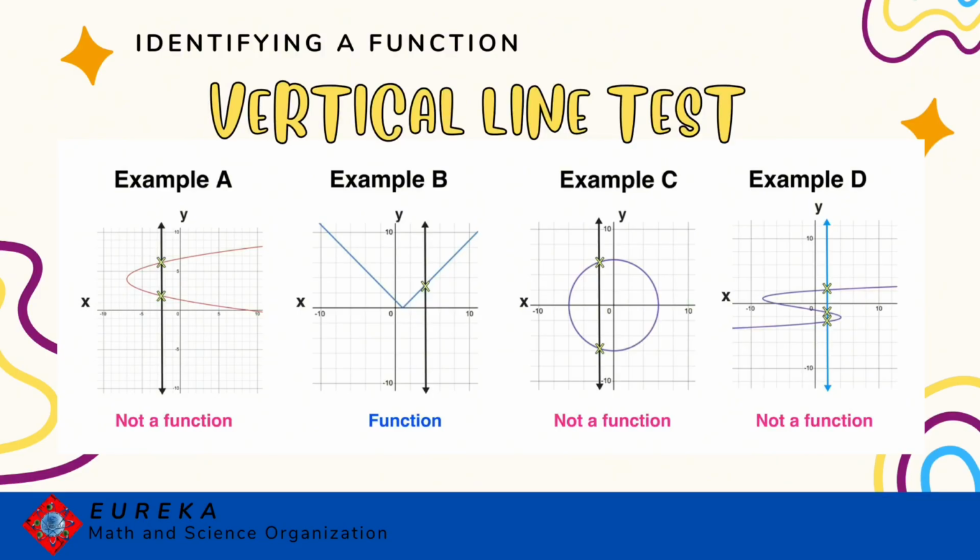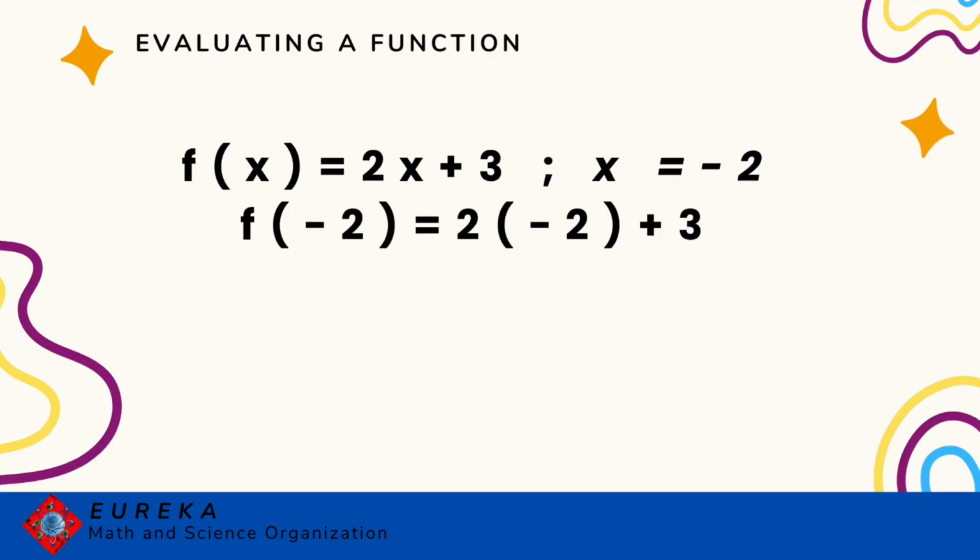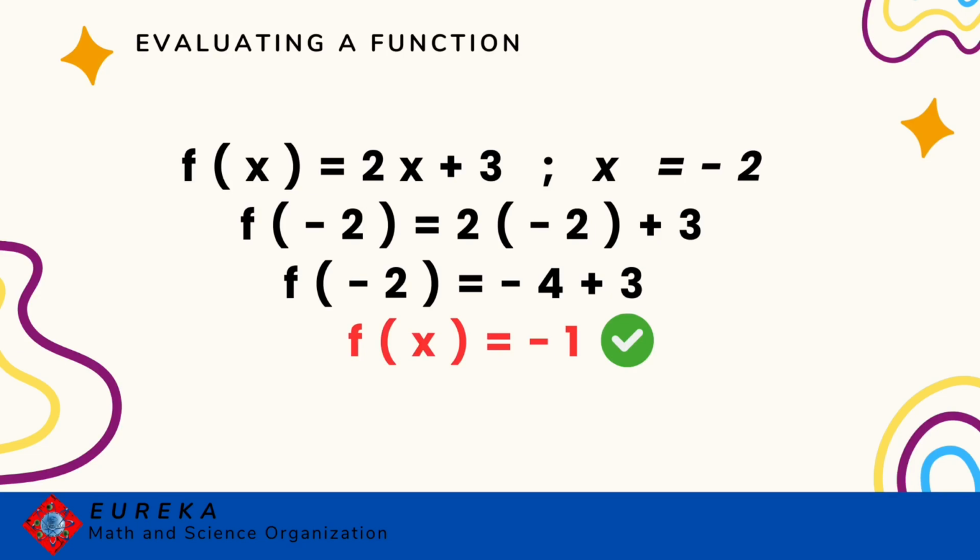Now let's go on to evaluating a function. For our first problem, we have f of x is equal to 2x plus 3, where x is equal to negative 2. For the first step, you're going to substitute negative 2 in the variable x. So we have f of negative 2 is equal to 2 times negative 2 plus 3, which gives us f of negative 2 is equal to negative 4 plus 3. Then the answer is f of negative 2 is equal to negative 1.